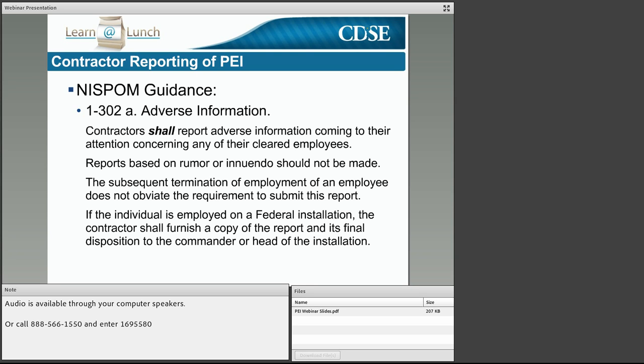If the individual is employed on a federal installation, the contractor shall furnish a copy of the report and its final disposition to the commander or head of the installation. Next slide, please.